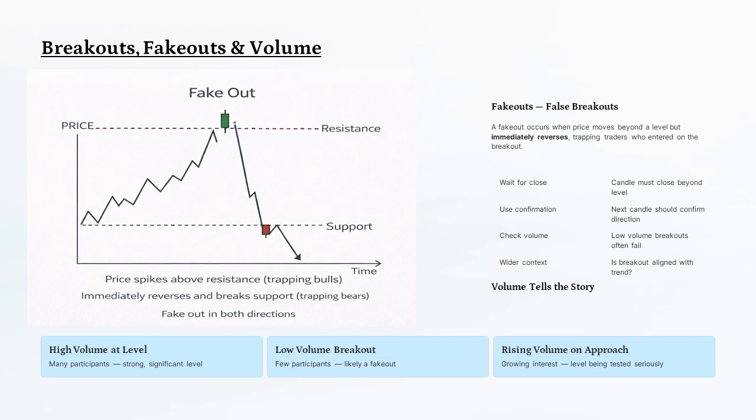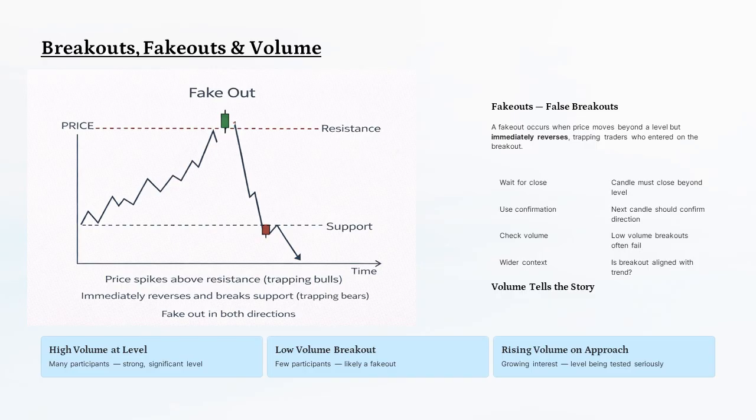Fakeouts, false breakouts. A fakeout occurs when price moves beyond a level but immediately reverses. Traders who entered on the breakout are trapped as price quickly moves against them. Fakeouts often happen during low volume periods or before major news events. They can also be engineered by large players to trigger stops before moving in the opposite direction.